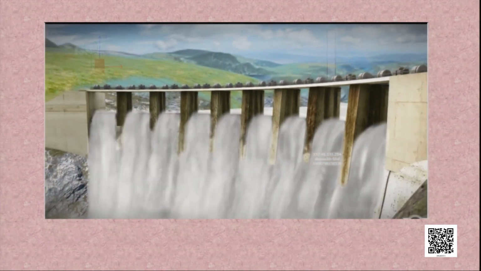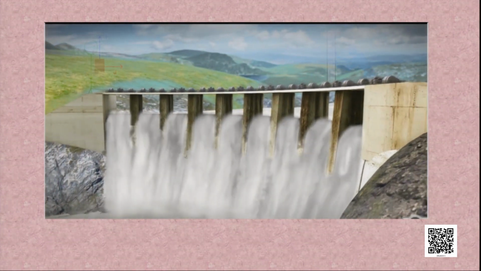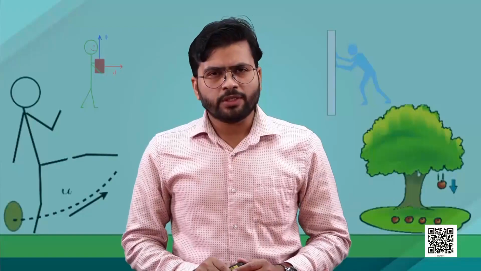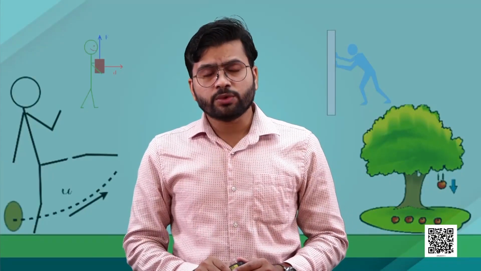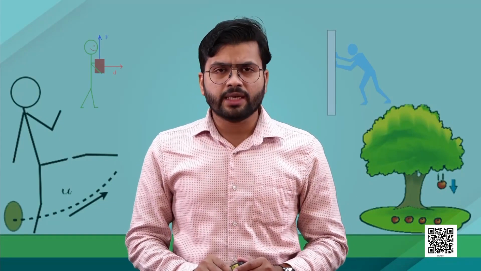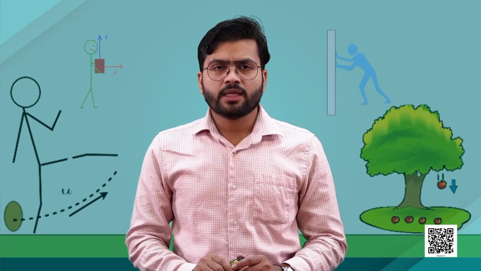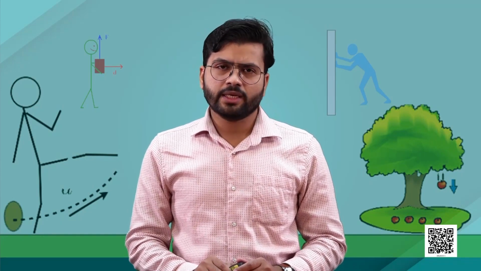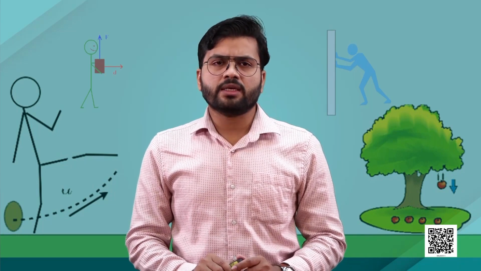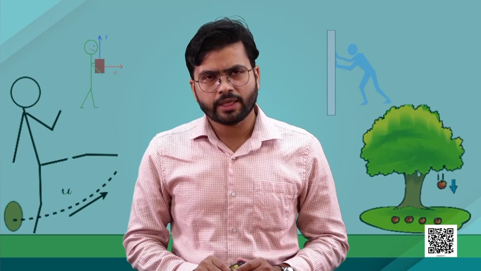Water stored behind a dam or at the top of a waterfall has gravitational potential energy. So, dear students, as you saw in the video, the gravitational potential energy increases as the height of the object increases. So, when the vertical height increases, the potential energy of that object also increases.